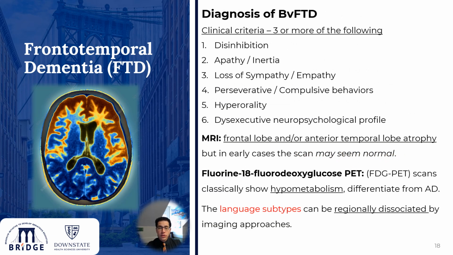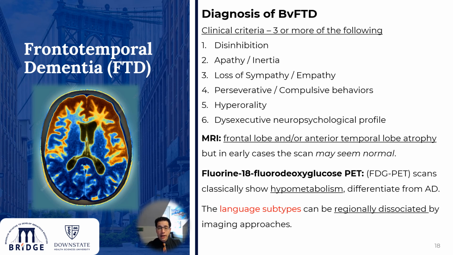So the diagnosis of the behavioral variant FTD depends on having 3 or more of the following clinical criteria, which include disinhibition, apathy, loss of sympathy or empathy, perseveration or compulsive behaviors, hyperorality, and executive dysfunction on the neuropsych testing.